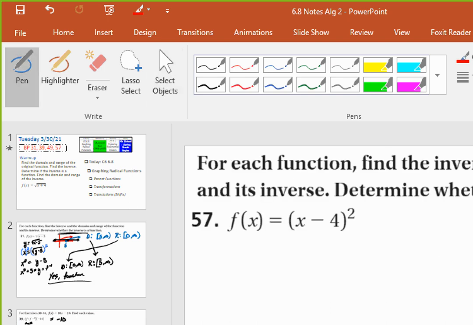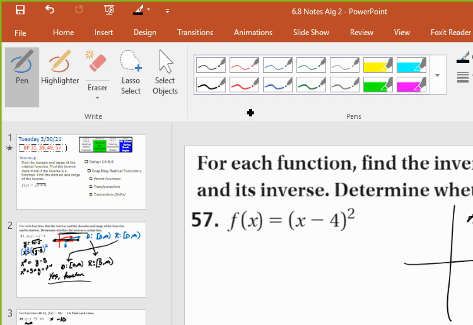Okay, let's look at the last one. For the function, find the inverse and the domain and range of the function and its inverse. Determine whether the inverse is a function. Okay, so this is very similar to the first one that we did. So let's look at right now x minus 4 squared. Well, I know that's a parabola that's opening up, and that minus 4 means it's just shifted to the right 4 units.